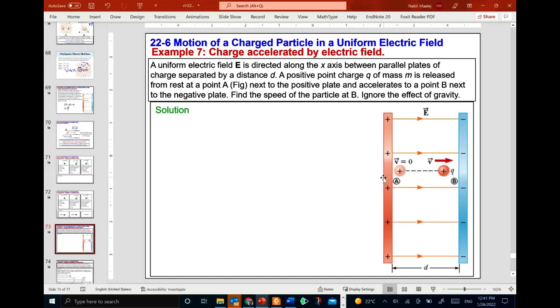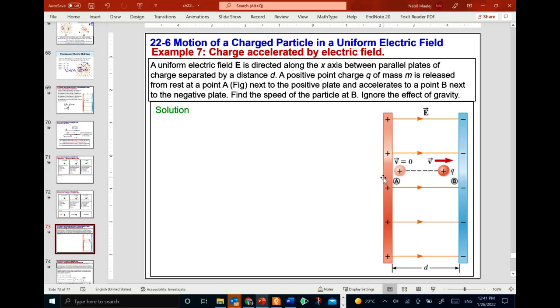This is just a simple problem with the motion of a charge. We have a positive plate and a negative plate, and a charge Q that has an initial velocity V0. Imagine V0 is equal to 0. This distance, let's call it d. We want to determine the velocity when the charge reaches this point. Obviously the electric field lines are like this, so this is the electric field.